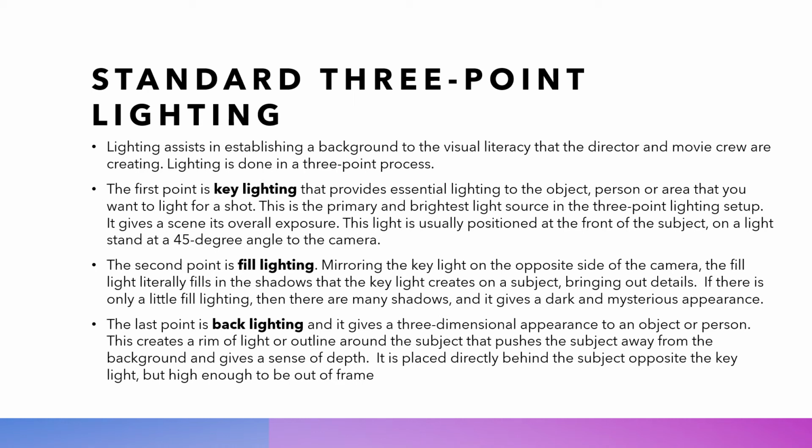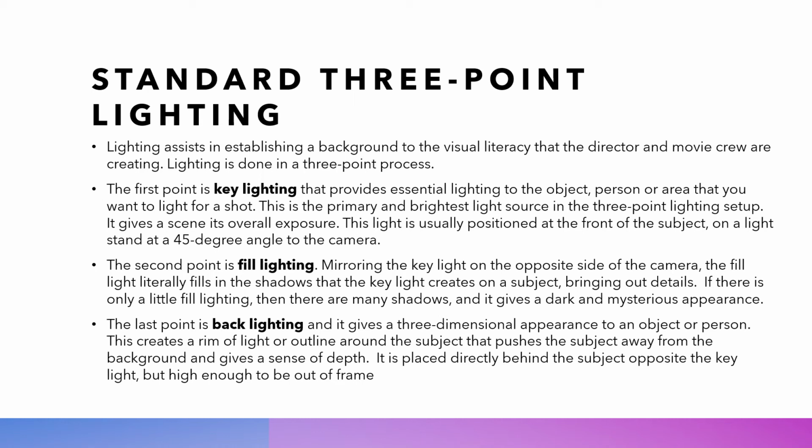The first point is the key light that provides essential lighting to the object, person, or area that you want to light for a shot. This is the primary and brightest light source in a three-point lighting setup. It gives a scene its overall exposure. This light is usually positioned at the front of the subject on the light stand at a 45-degree angle to the camera.